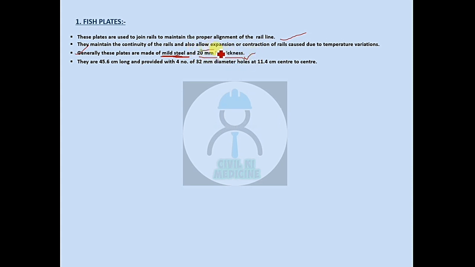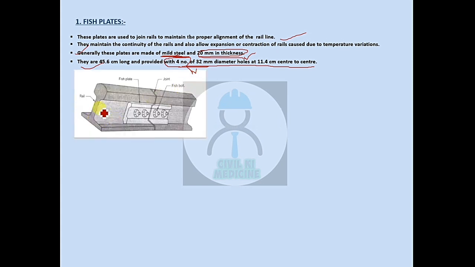It is very important for MCQ purposes. So generally the thickness of the fish plate is 20 mm. They are 45.6 centimeter long and provided with four holes of 32 mm diameter at 11.4 centimeter center to center spacing. So for a fish plate joint, the number of bolts required is 4, that means 2 pairs. It is also important for semester exams as well as competitive exams. The number of bolts used in a fish plate joint is frequently asked. The correct answer will be 4.